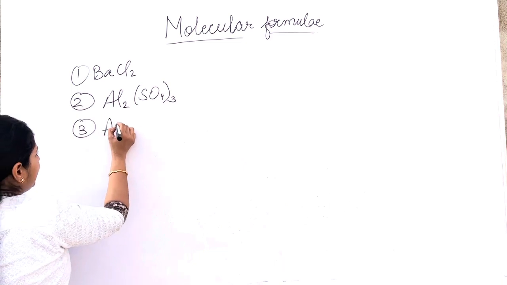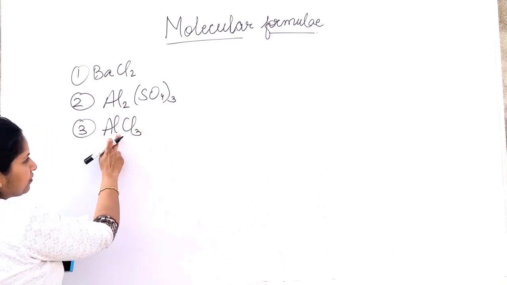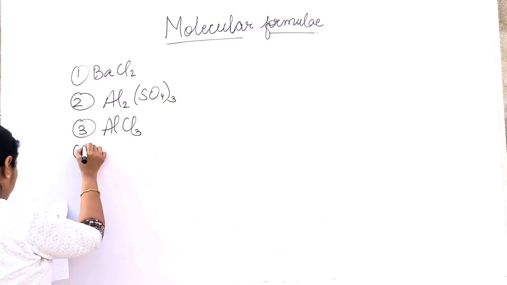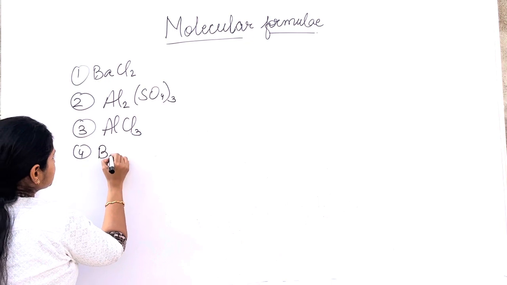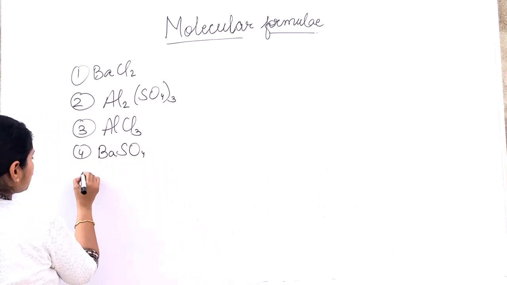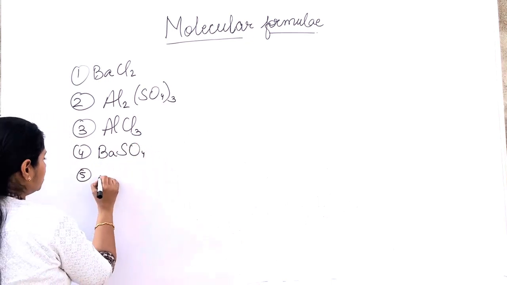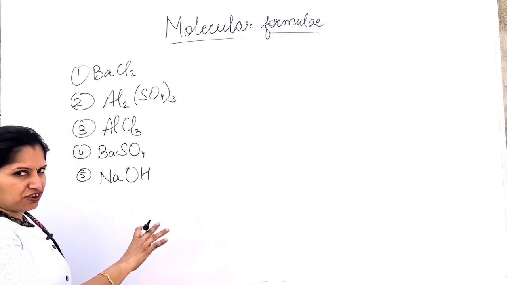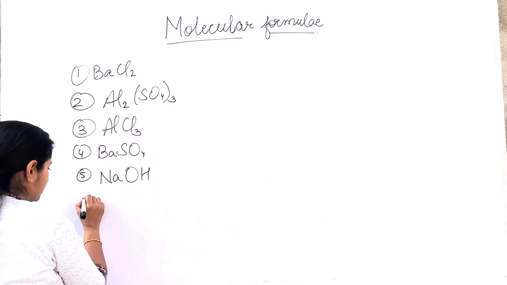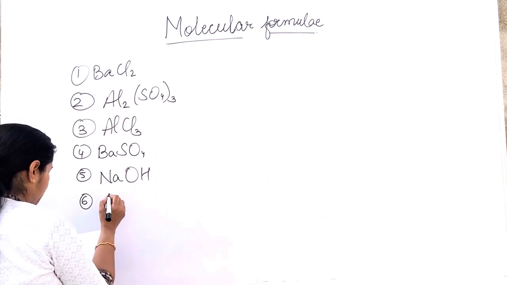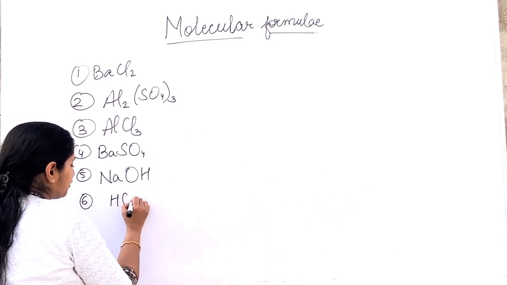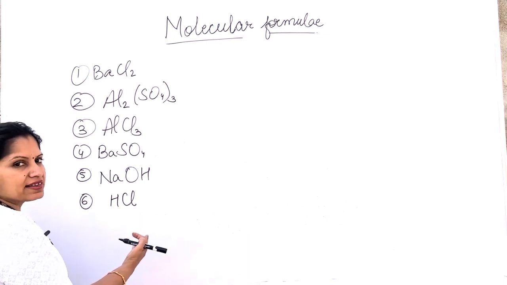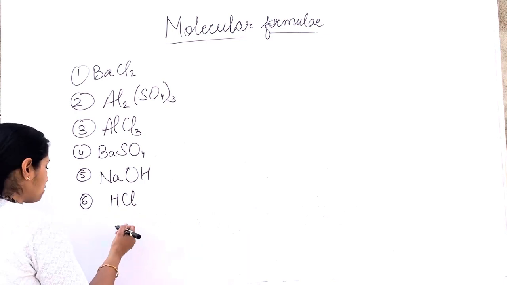Third is aluminium chloride. Aluminium की valency 3, chloride की valency 1. So it will be under aluminium. Fourth is barium sulfate. Both have a valency of 2, so that will be cancelled with each other. Sodium hydroxide. You only need to remember that OH is hydroxide ion. Both have valency 1. Next is hydrogen chloride. It's the same. Hydrogen chloride is the acid present in stomach also.